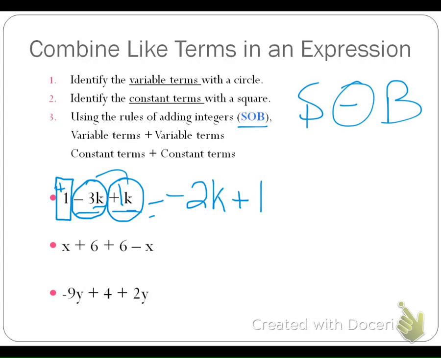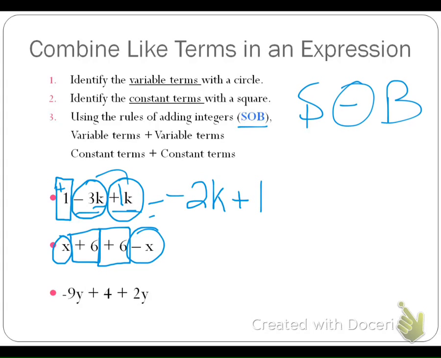Okay, let's see how you did. Did you circle the x term? Did you put a square around the positive 6? And did you include the positive sign with the 6? And then a circle around the negative x, including that negative sign.